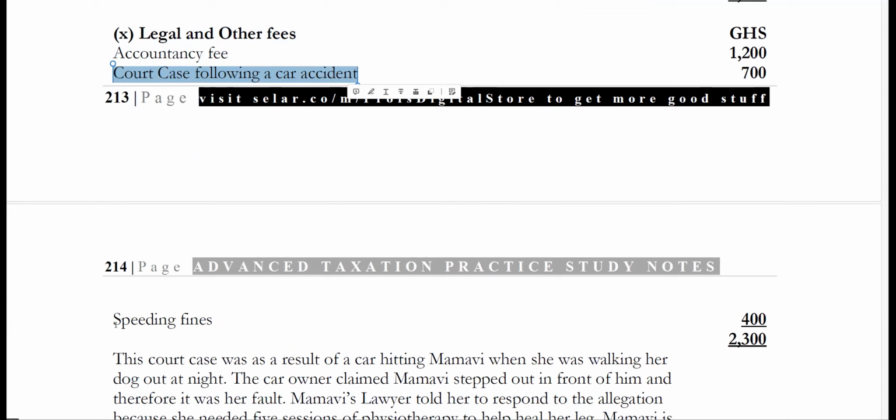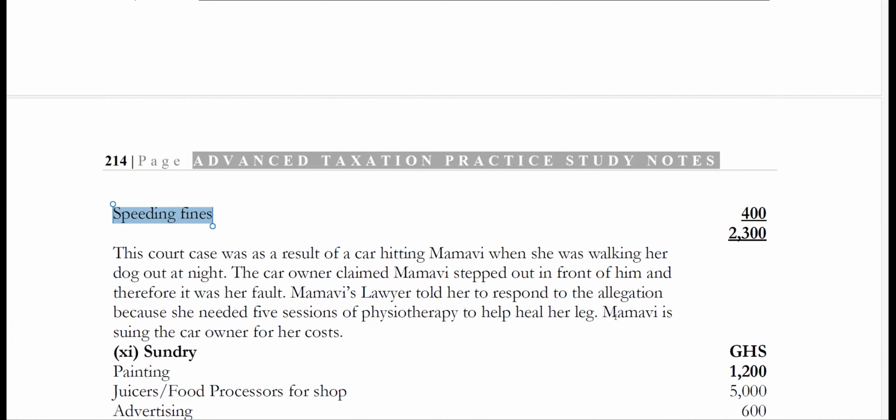We have to read first though. Speeding fines. You could have avoided it, right? You went to speed and they fined you. Disallow. But let's see. This court case was as a result of a car hitting Mamavi when she was walking her dog out at night.